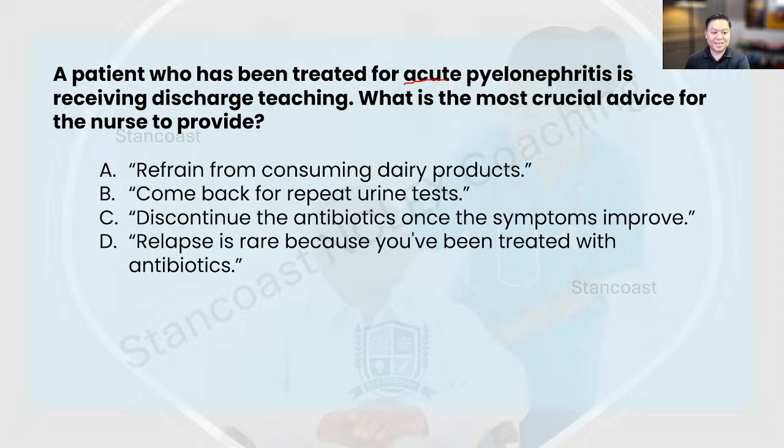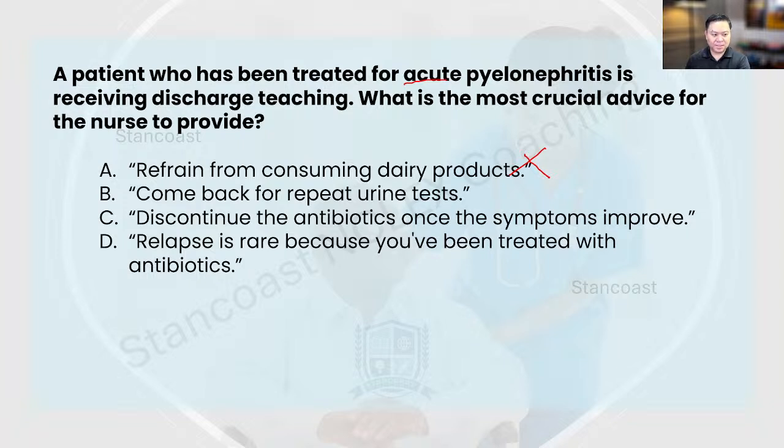So immediately cross this out. Now, letter B, it said come back for repeat urine tests. It's actually a similar type of question that we had in probably question number 2. Here, it's very important that the patient will be taught to come back for a follow-up urine culture, and also make sure that we are checking their urine to see if there's already eradication of the bacteria, or if we still need to continue the antibiotic therapy.